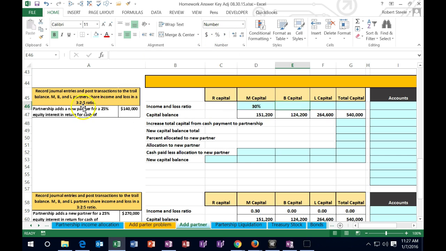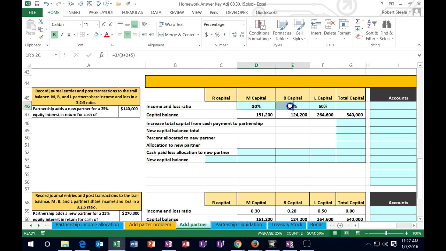B gets 2 out of the total of 10. So we can say that equals 2, divided by the total of 3 plus 2 plus 5, and that will equal 20%. And if we go to the Home tab, Number group, percent, we make that a percentage. And then L, of course, has 5 out of 10. So we're going to say this equals 5 divided by the 3 plus 2 plus 5 in brackets. That will give us 50%. Once again, we can go to the Home tab, Number group, and percentify that.